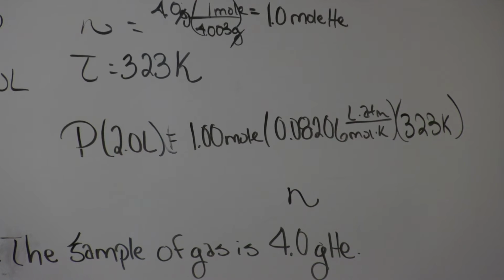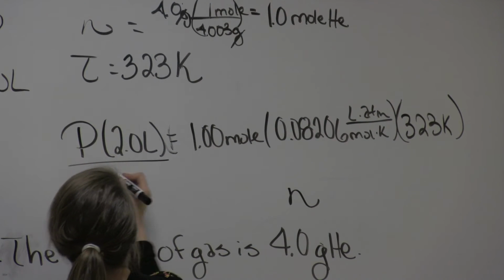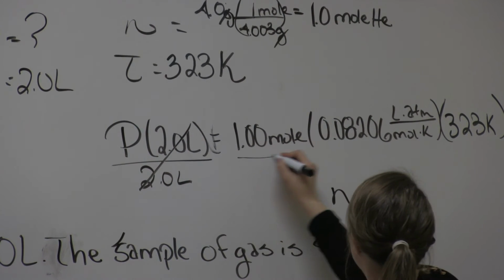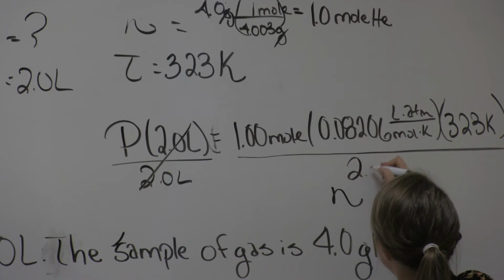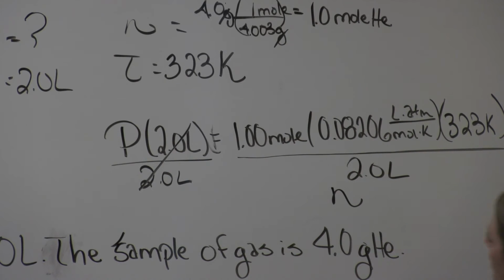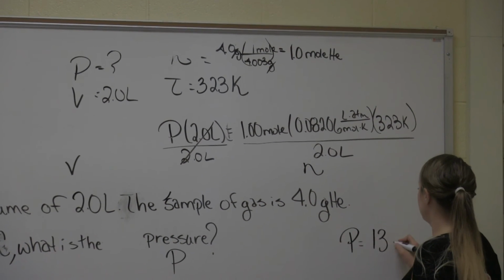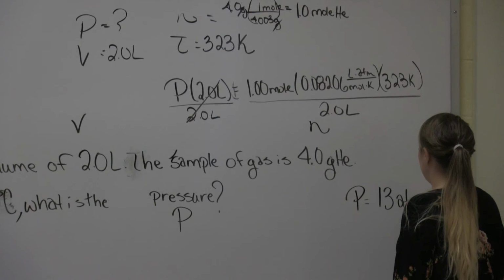Okay, so to get P by itself, we're going to divide by 2. Okay, our volume is now gone. I'm going to put this over here. Okay, so if we were to multiply everything on the top and then divide by 2 liters, we would get that our pressure is 13 atmospheres.